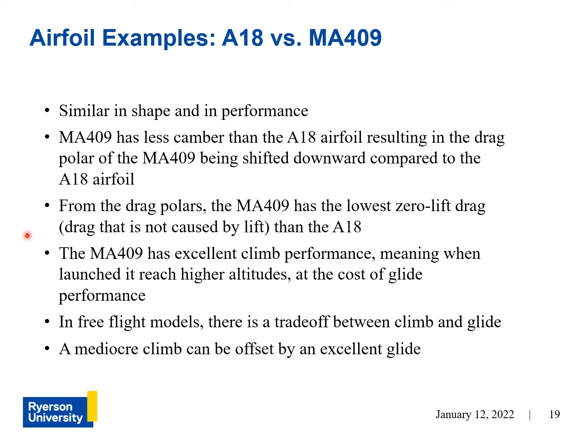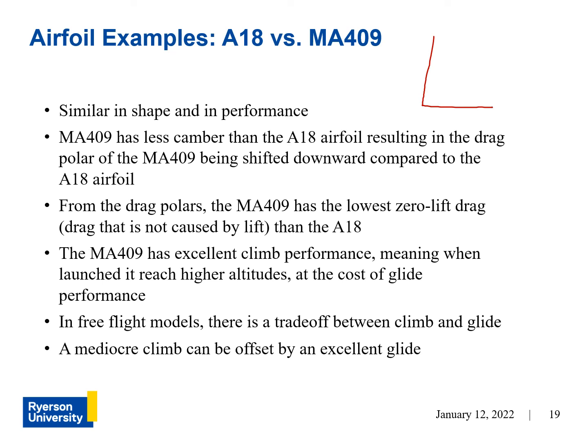in glider performance. So they are similar in shape and in performance, but the MA409 has less camber than the A18, which results in the drag polar of the MA409 being shifted downward compared to the A18 airfoil. So if you were to look at the previous slide and compare the two drag polars, you'll see that the drag polar of the A18 is actually higher than the drag polar of the MA409. So I guess I can draw it here.